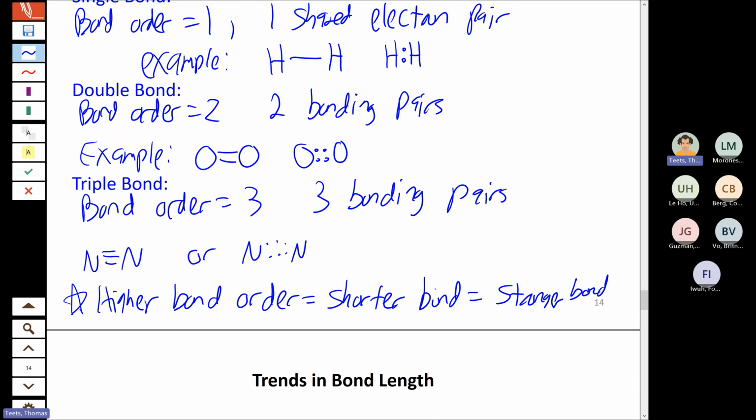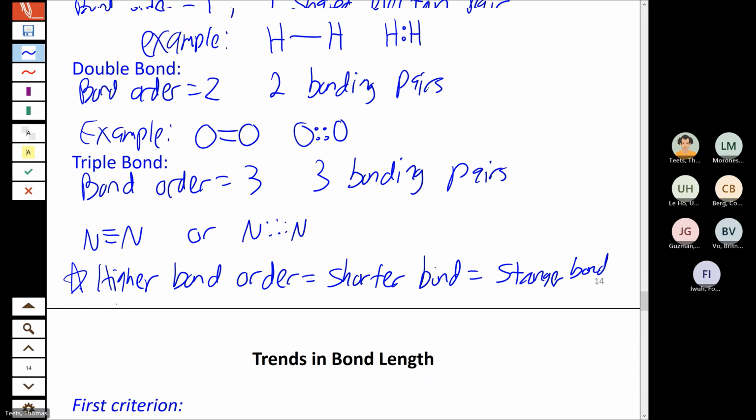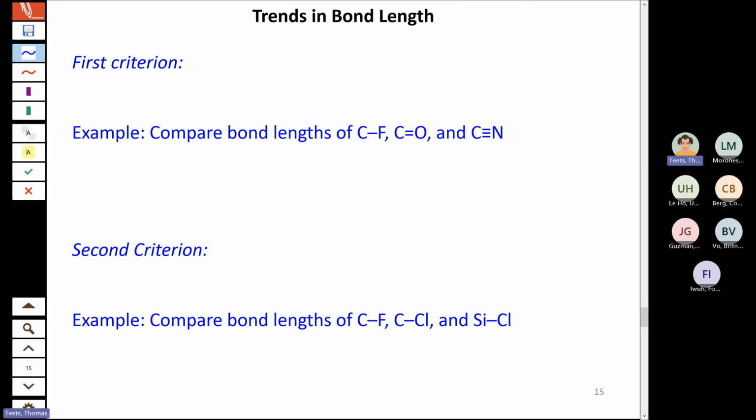If you're comparing a single bond to a double bond to a triple bond, you would expect the triple bond to be the shortest bond and also the strongest bond. It's a very big effect every time you increase the bond order. All right, so if we're talking about how to compare trends in bond lengths, let's look again at just a couple examples of how to do this.